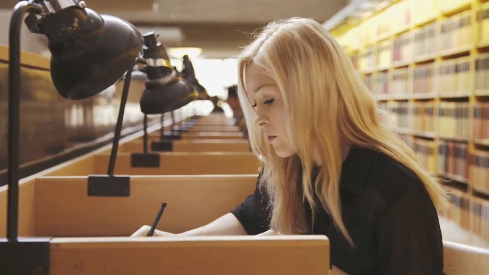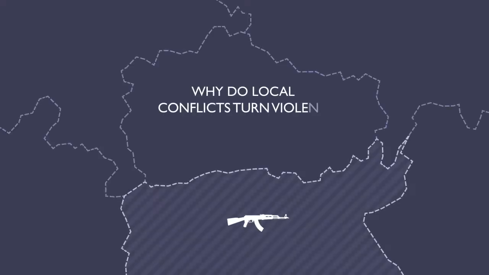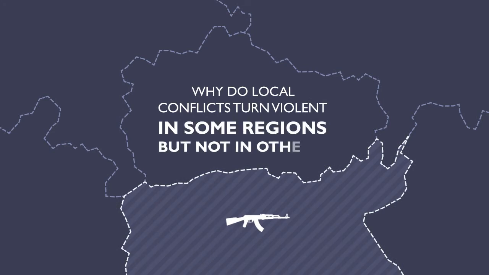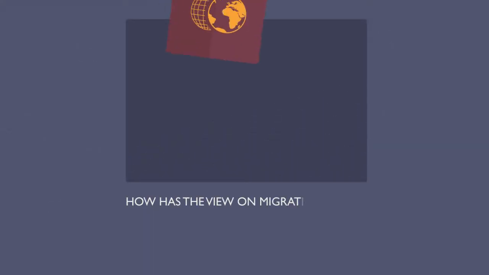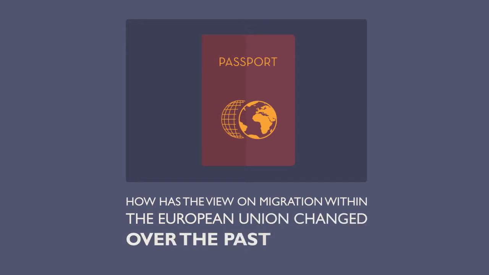Introduce the concept of variation. One way is to make comparisons. Why do local conflicts turn violent in some regions, but not in others? Or to look at time-driven variations. How has the view on migration within the European Union changed over the past 20 years?